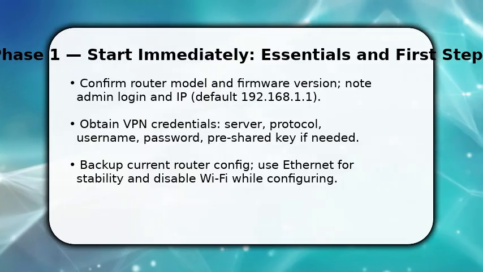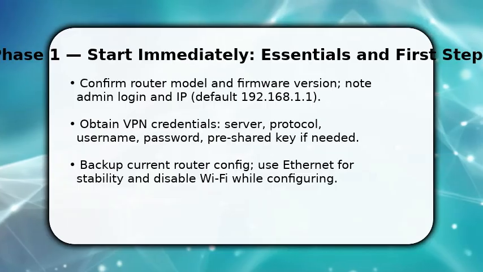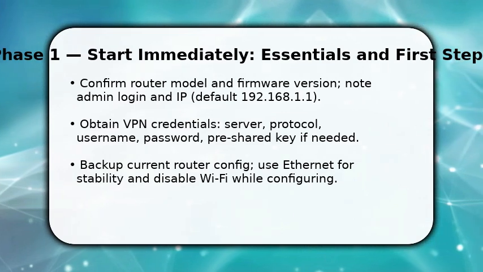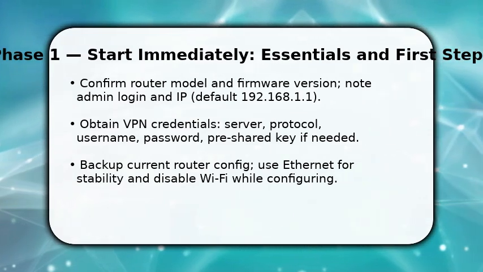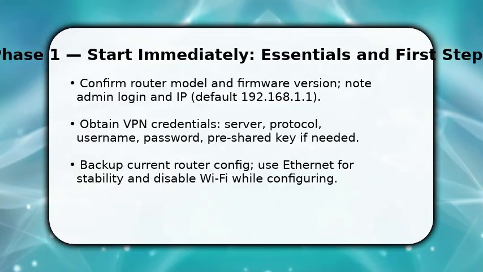Make sure you have the VPN server address, protocol choice, username, password, and any pre-shared key ready. Use Ethernet to avoid dropouts. This prevents mistakes and gives you a rollback. Once done, proceed to the VPN configuration page in the router interface.